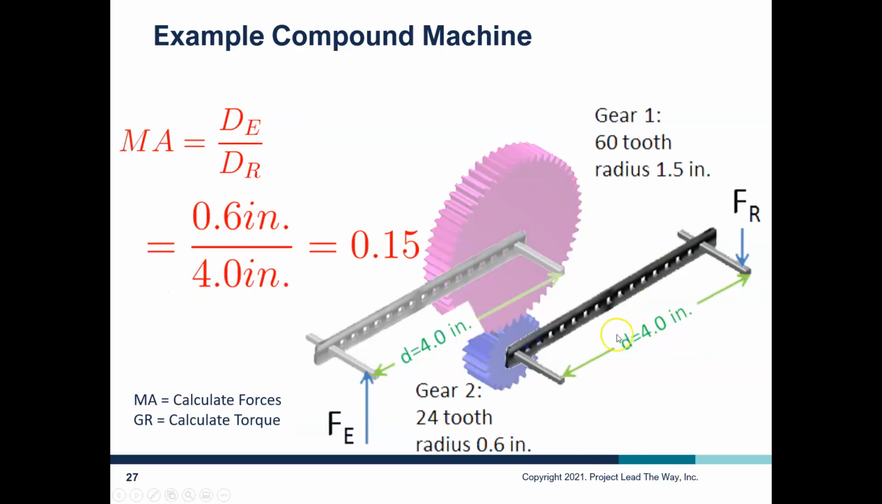And then lastly, when we look at the final part of our compound machine, we have an arm here. So we have a radius. This is going to be the radius of our wheel, just like we had at the very beginning. And it's connected to the axle, which is going to be this blue gear here. And so we know that the distance of this resistance force is going to be 4 inches, and we know that the diameter of this smaller gear is going to be 0.6. So when we divide that out, we get a 0.15.